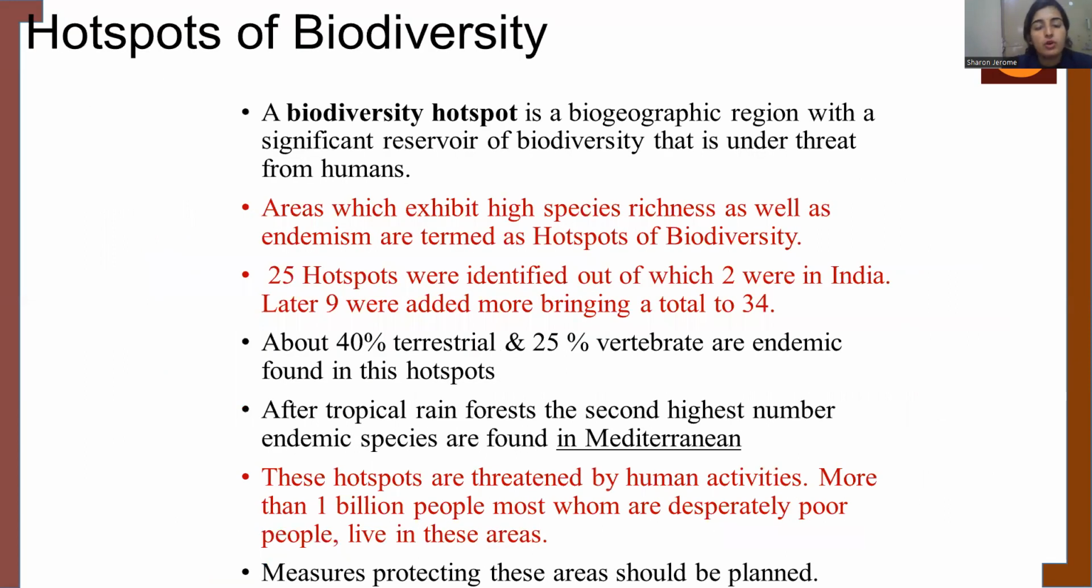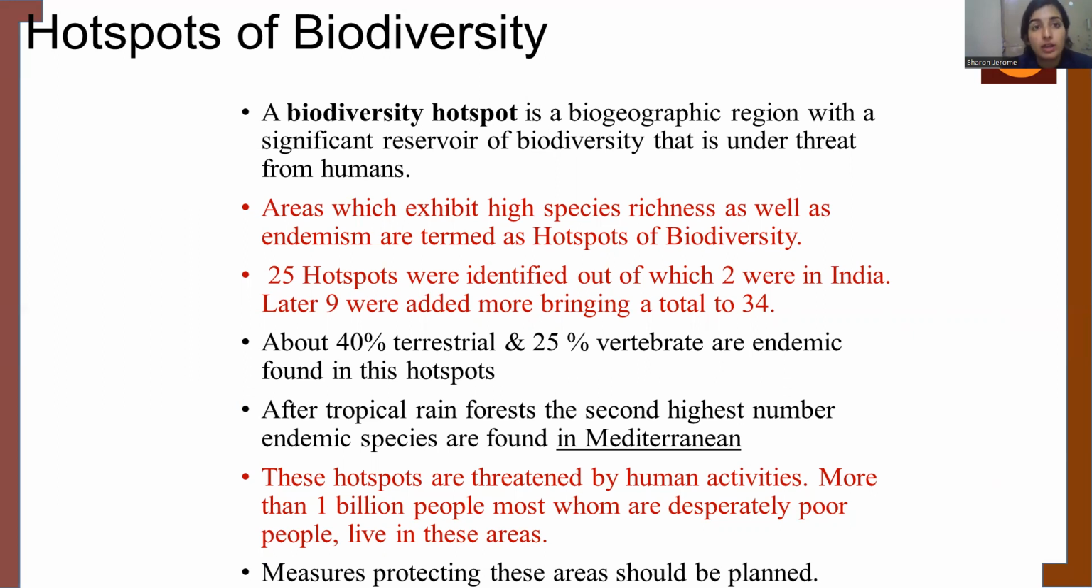Next, when we talk about hotspots, a biodiversity hotspot is a biogeographical region with significant reservoirs of biodiversity that is under threat from humans. So these hotspot areas are highly threatened by humans. That is why they are preserved and kept. Areas which exhibit high species richness as well as endemism are termed hotspots of biodiversity.